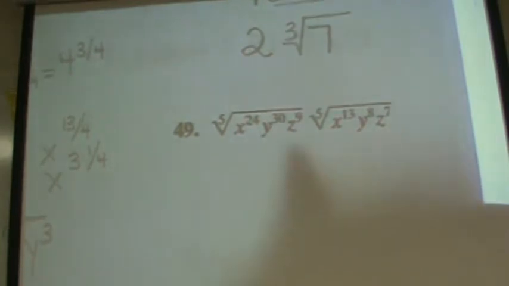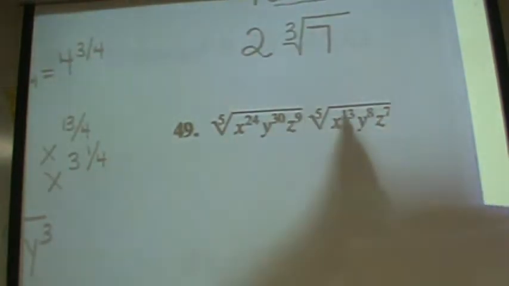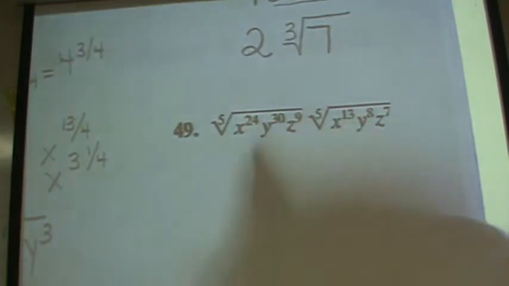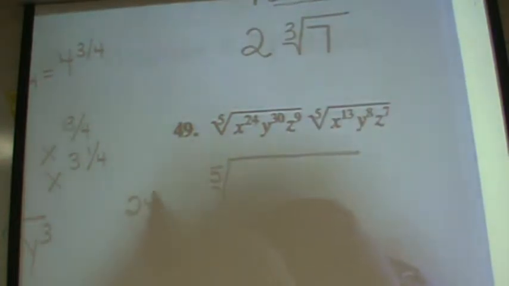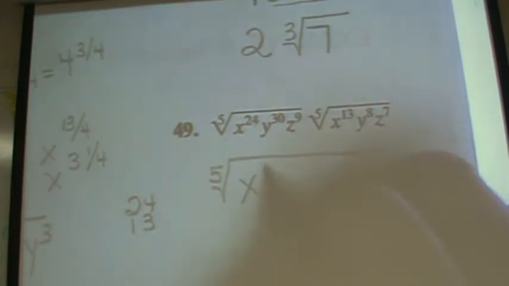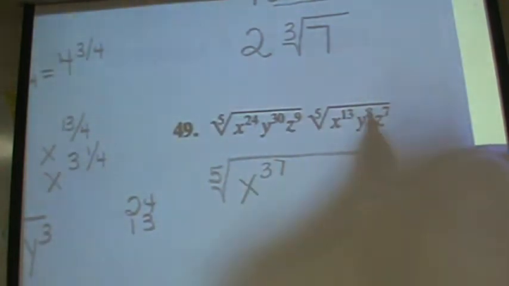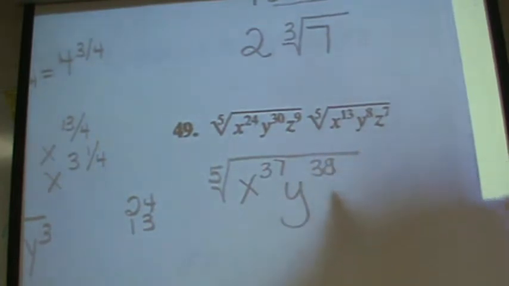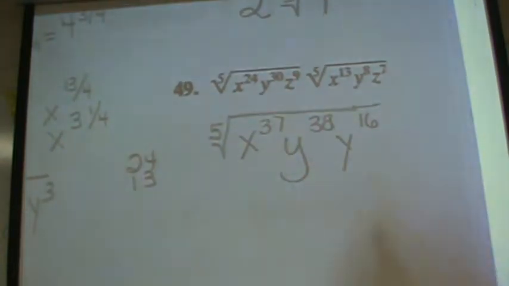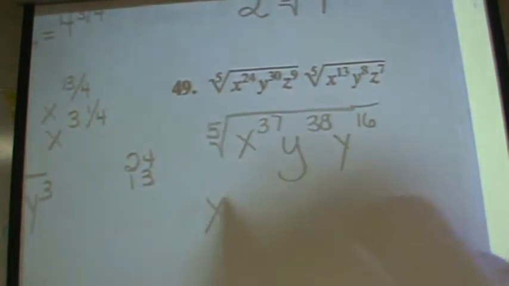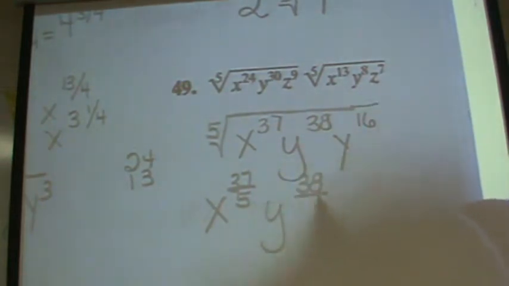And the last one. There's no numbers here except for the exponents, so we're looking for 5 of a kind. So we're going to add up our exponents for the x's. We have 24 and 13 is 37. 30 and 8 is 38. And 9 and 7 is 16. So your job is to write each of these as a fraction: 37 over 5, 38 over 5, and 16 over 5.